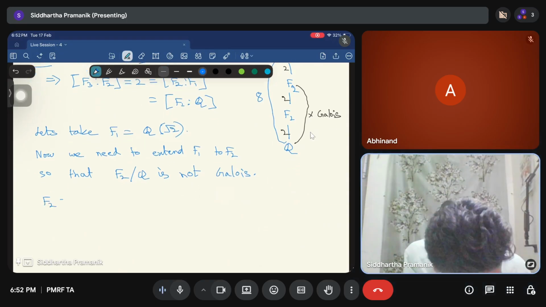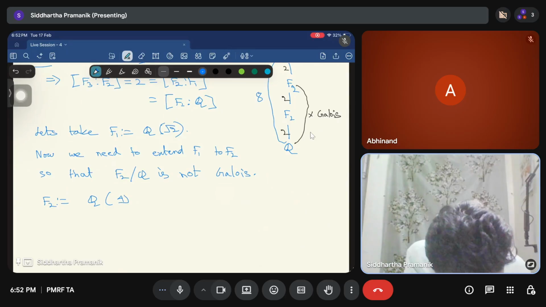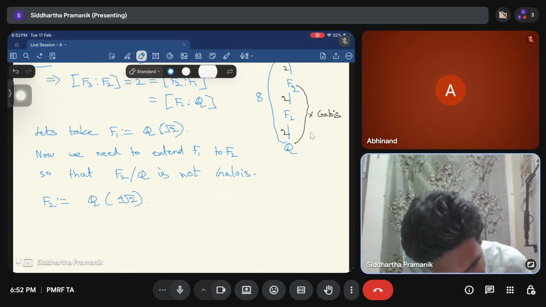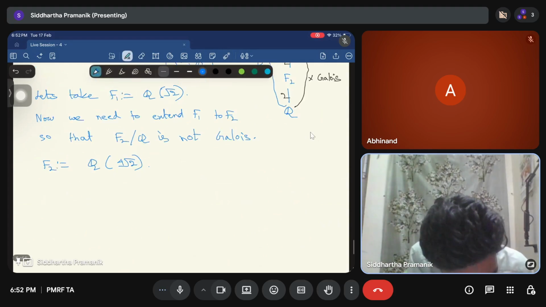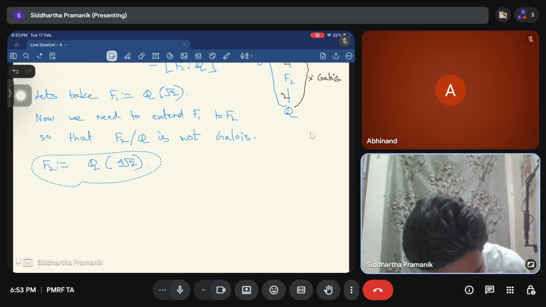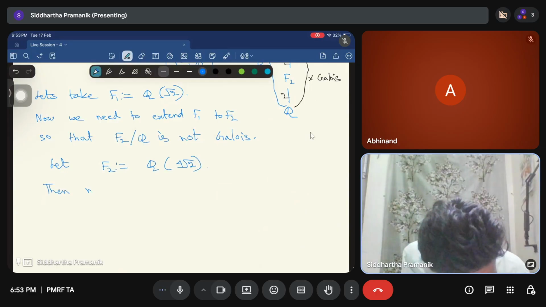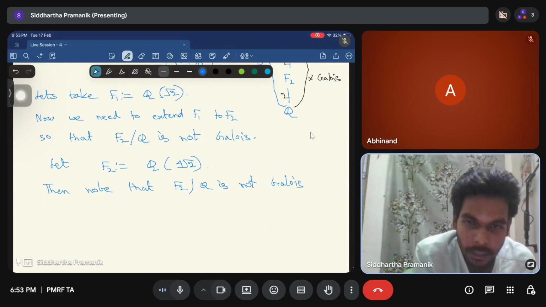Yeah, I will do exactly that. I will take F2 as the real fourth root of 2. Then you can see that F2 over Q is not Galois, because it is not normal. So why is it not normal? Let me write here. Then note that F2 over Q is not Galois. Can you see why it is not Galois?